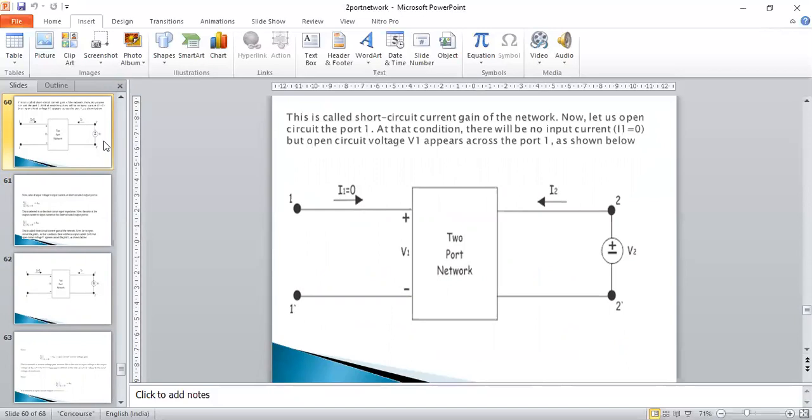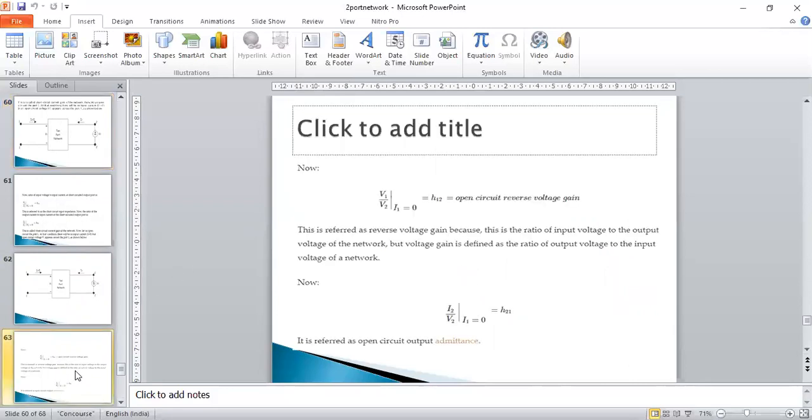Now let us open the circuit of port 1. It means you have opened the input side circuit, so I1 is equal to 0. But remember this thing: some voltage difference across this port appears in the network. Once we have put I1 equal to 0 in the principal equation, we get H12, which is called the open circuit reverse voltage gain.